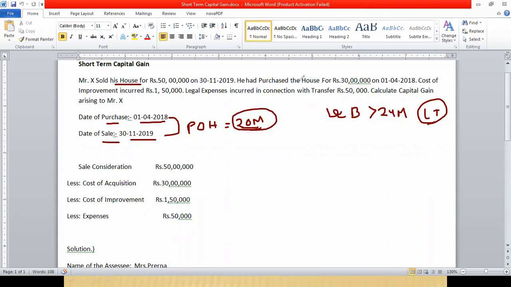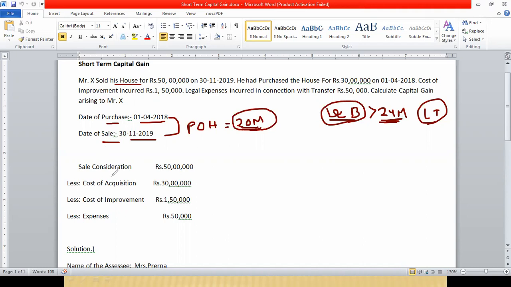A house comes under the land and building category, so it should be held for 24 months and 1 day. If you want to understand it precisely, it should be 24 months and 1 day. If you hold the property for that long and then sell it, it will become long term. Otherwise, it will become short term.